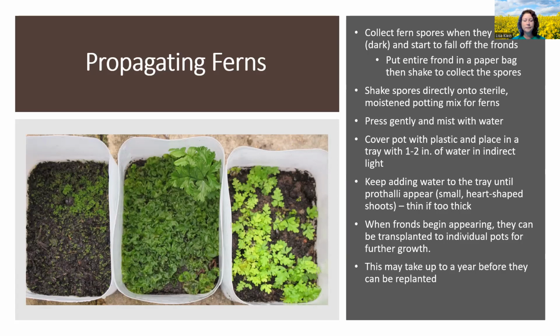And that plastic is going to make a little greenhouse effect where you'll have a nice humid environment in there, perfect for germination. So you're just going to keep adding water to the tray until the tiny shoots appear, and you can see here on the far left, it just looks like algae starting to grow over the soil, but that's what it looks like when it starts to grow. And then when the fronds start appearing, you can see here in the middle, you can start transplanting them into individual pots for further growth. And this can take a while. I mean, it's a very slow process. Ferns are not fast growing plants.